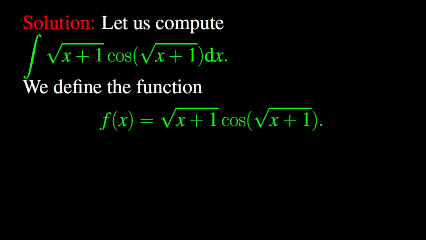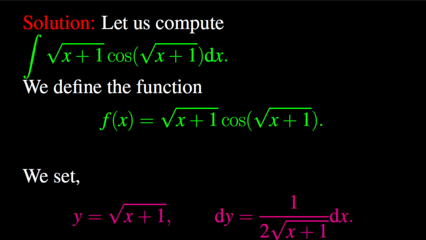We will perform a change of variable, we introduce a new variable. It is evident that the natural choice for the new variable y should be the inner function. Thus, y should be square root of x plus 1. So, we set y equal to square root of x plus 1 and dy should be equal to the fraction 1 over 2 times square root of x plus 1.